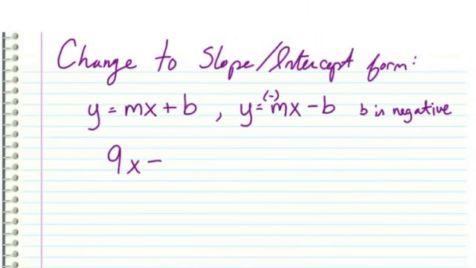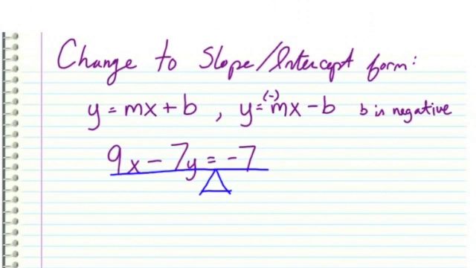So let's do one example: 9x minus 7y equals negative 7. Now, I did this with a lot of you in class today. We talked about building the seesaw underneath your equal sign. So when I build a seesaw, what that means is whatever I have to do to one side, I have to do to the other side.